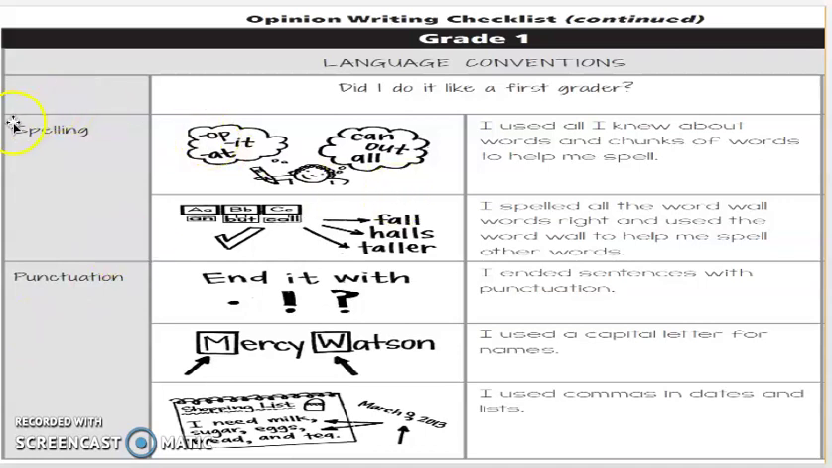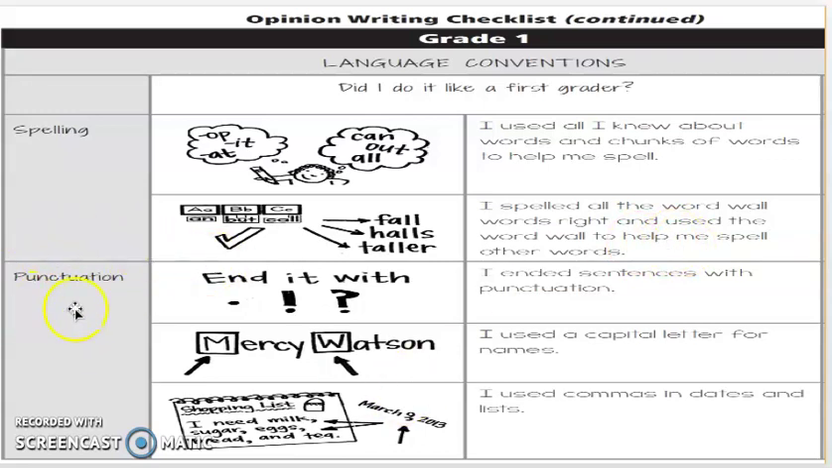We want to make sure we're trying our best to do our spelling. So you want to use all that you know about words and chunks of words to help you spell. And you want to make sure you're spelling all the word wall words right, and you're using the word wall to help you spell other words.